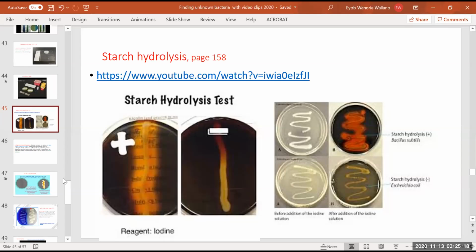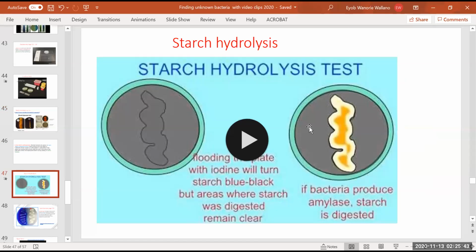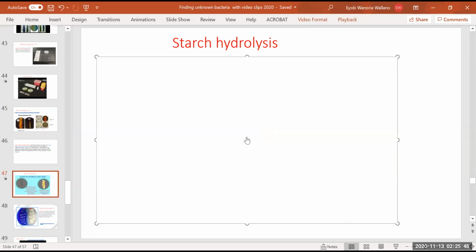So I have this technique, and it is very interesting. For example, we are going to test hydrolysis on agar media using iodine. If the bacteria hydrolyze the starch by the presence of amylase, they are going to break it down. That is one thing we need to know. This next part is going to show you how it goes.